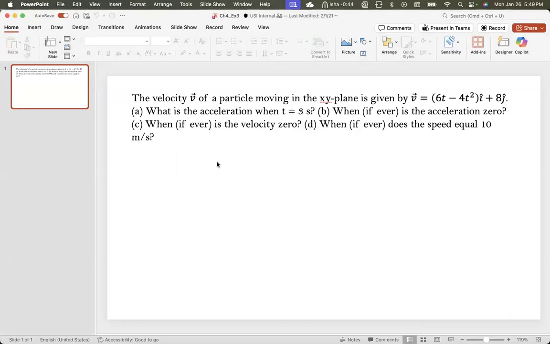This says that the instantaneous velocity of a particle moving in the xy plane is given by the following expression. v is equal to 6t minus 4t squared in the i hat direction, so my x direction is changing with time, plus 8 in the y hat direction, which is simply a constant. I want to know, what is the instantaneous acceleration at 3 seconds? When, if ever, is the instantaneous acceleration equal to 0? When, if ever, is the velocity 0? And when, if ever, does the speed equal 10 meters per second?